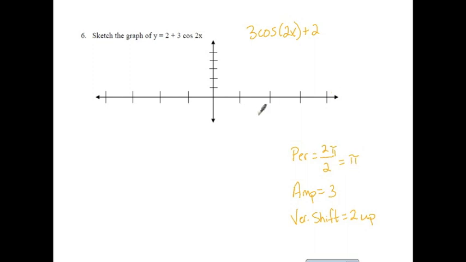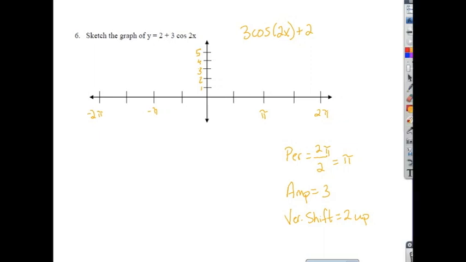So let's first say what we're counting by here. Period is pi, so I'm just going to stretch it out nicely. That's pi, 2 pi, and negative pi, and negative 2 pi. And counting up and down, I'm just going to count by ones: 1, 2, 3, 4, and 5. So, since we have a shift going on, I'm going to draw my dotted line in there just to help me out. The vertical shift is up 2, so my new x-axis is going to be somewhere around there, isn't it?